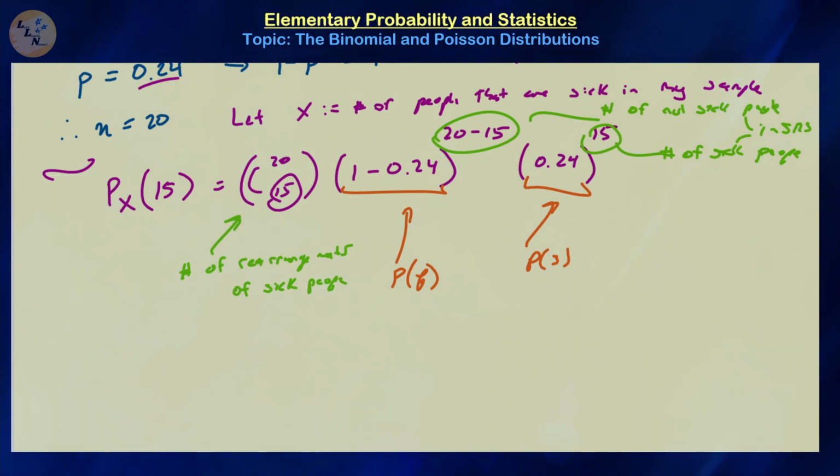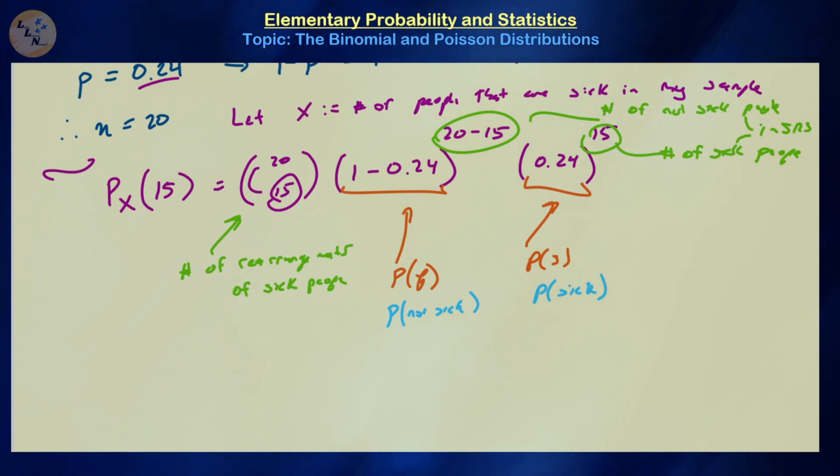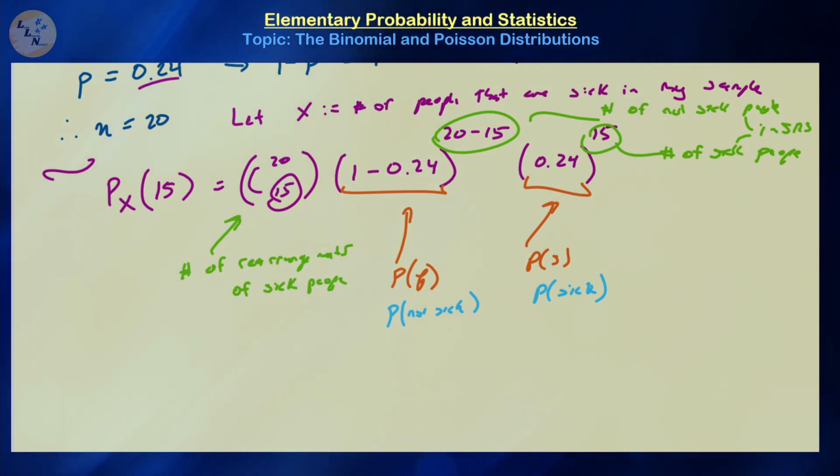Okay. So, of course, you have to remember, what do I mean by probability of failure? That's the probability of not sick, and this is the probability of sick. So make sure you have your definitions for your events squared away because you don't want them to be confused with each other. Okay, so now that we have understood what this formula is, so what do we have?